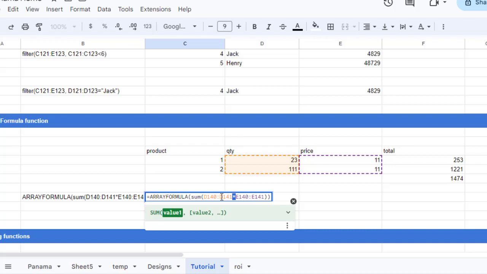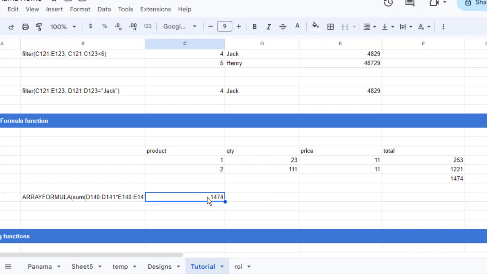So generally multiplication operator is used for cell values, single cell values, but with array formula it is possible to use this multiplication operator with range of values. So what it will return is basically the range where it will store the values of the multiplication of quantity and price. Once we have that range, what we are taking is the sum of that particular range and then returning it.